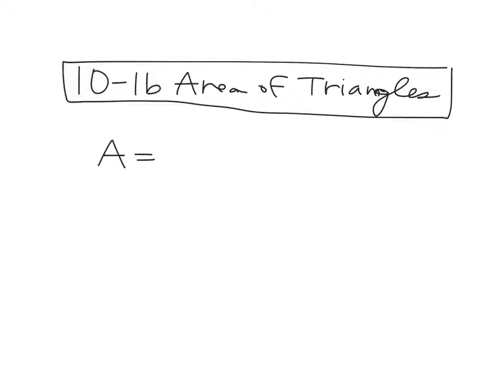Base times height, but you gotta do what to it? You gotta cut it in half, right? 1/2 times the base times the height. Here's why this works. If you think of a rectangle or a parallelogram, the area is base times height. If you take a rectangle or parallelogram and cut it in half, you get 2 triangles. So it's half of the area of a rectangle or half of the area of a parallelogram. So that's why it's 1/2 base times height.